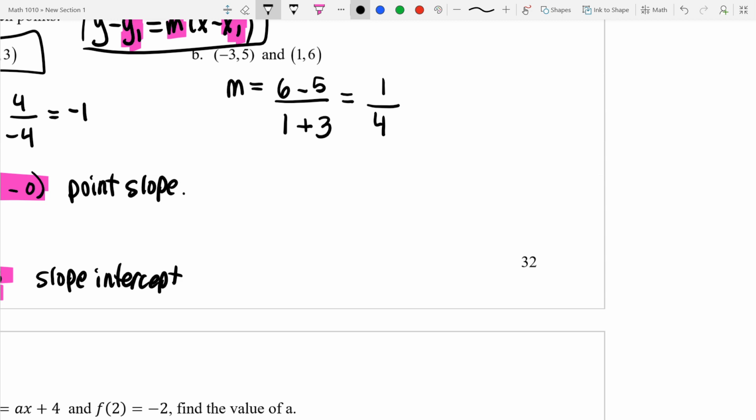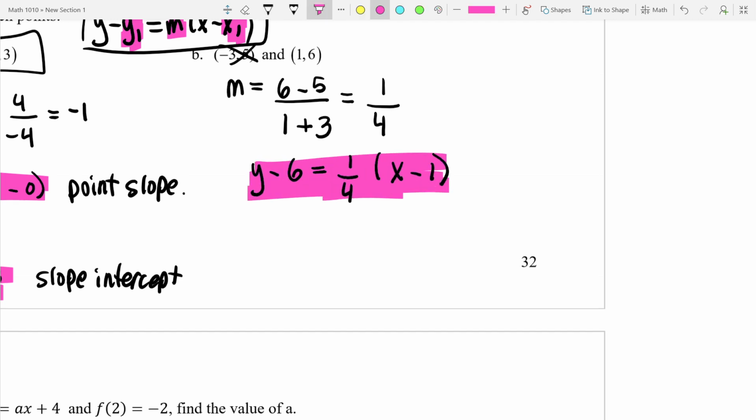Look at the 2 points. I would choose 1, 6. Doesn't matter. So now I'm going to go y minus 6. Y minus the y value is equal to the slope, which is 1/4, times x minus the x value, which is a 1. Tell me again without peeking anywhere, what form is that called, you guys? Point slope.